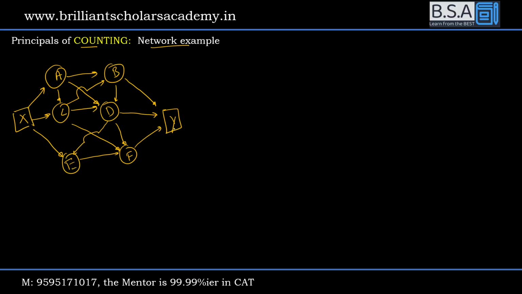So the question will be, these are all one-way roads. In how many ways can a person go from X to Y? One condition, one-way roads. Look at these arrows. Those are the traveling routes. So I'll just start the solution. I don't want you guys to fumble or struggle.